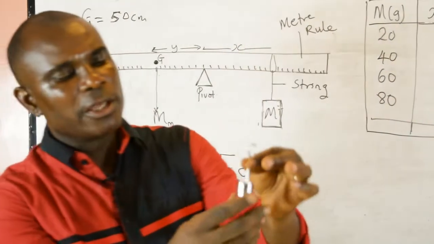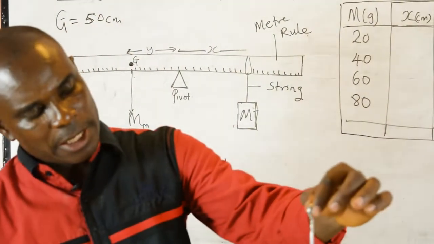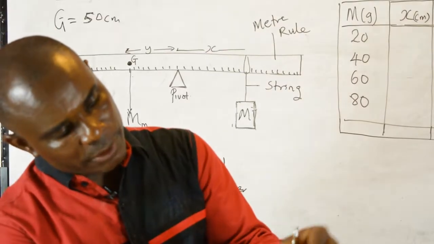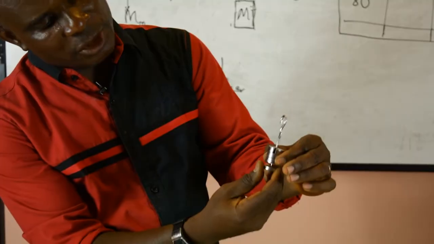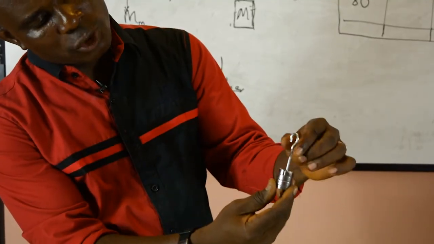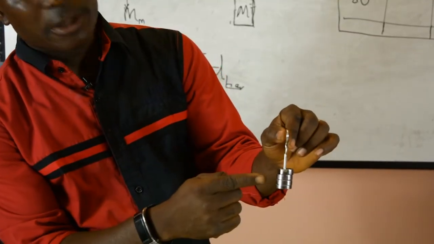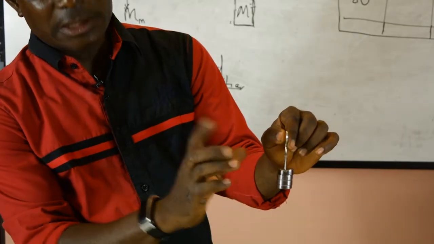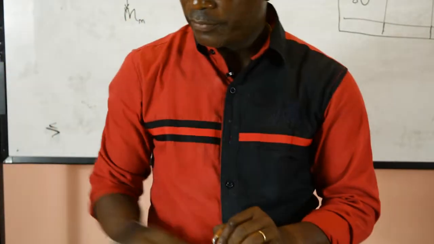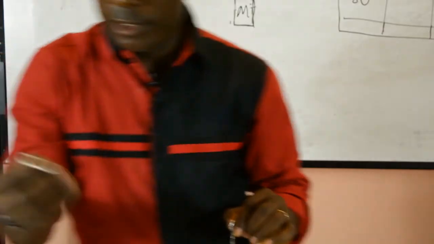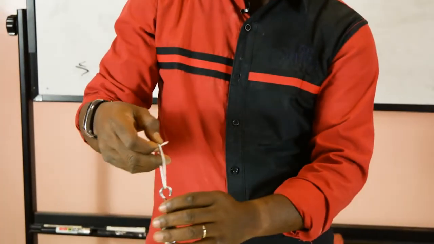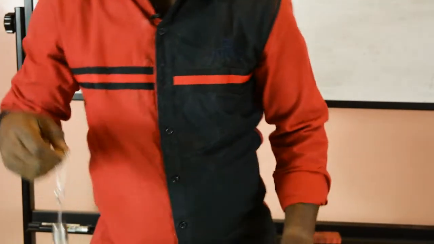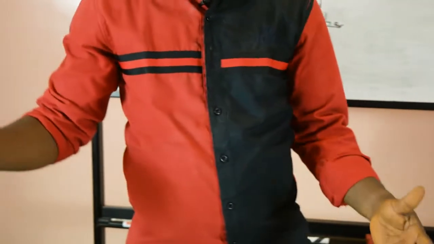So I've taken a couple of slotted masses here. Let's say this is 20, this is 20, this is 20, and this with the hanger together is also 20. So I have 80 gram here. This is an 80 gram mass. Now I'm going to find a loop, a very short one, and hang it somewhere so that I can suspend it on this roll.